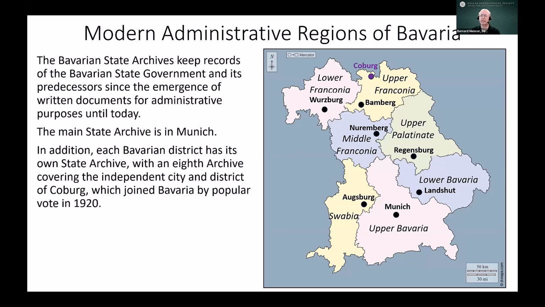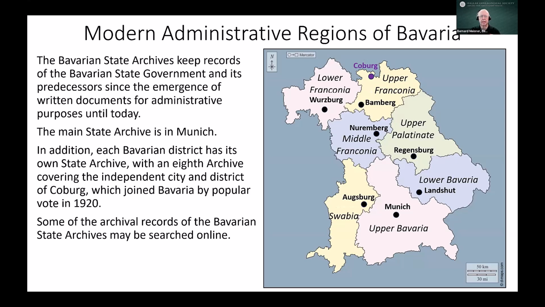And then in addition to those 7 regions, there's also Coburg, which has its own archive because it voted in 1920 to join Bavaria. So it had brought its records with it when it moved across into Upper Franconia. And they have some records online. Others, of course, are only available at the various archives.